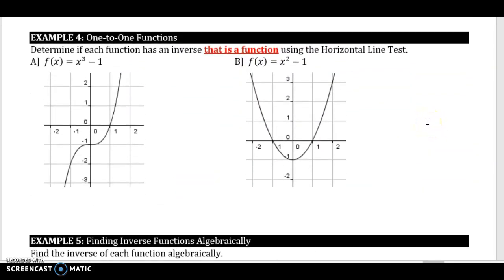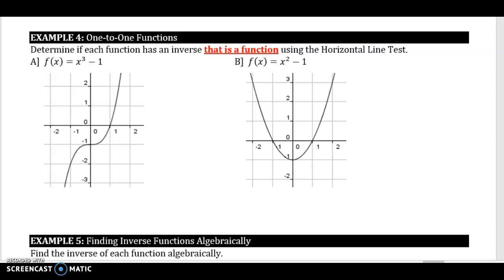Okay, determine if the function has an inverse. That is a function using the horizontal line test. So, both of those are functions. We are told that. You could check using the vertical line test. It's f of x. You don't see f of x if it's not a function. So it is a function. It passes the vertical line test everywhere.